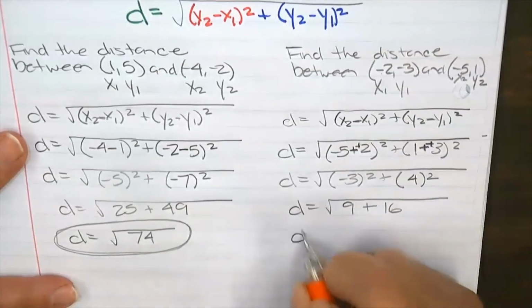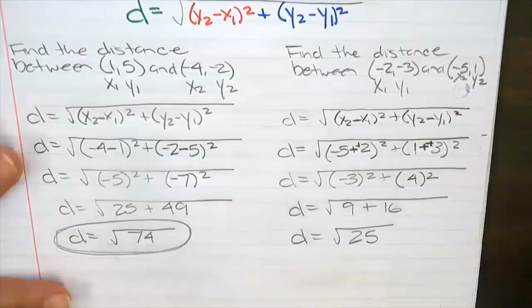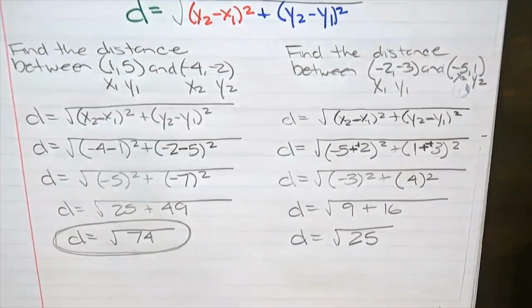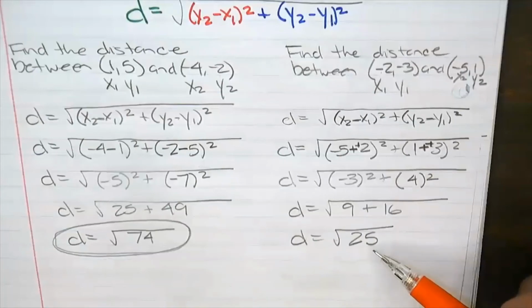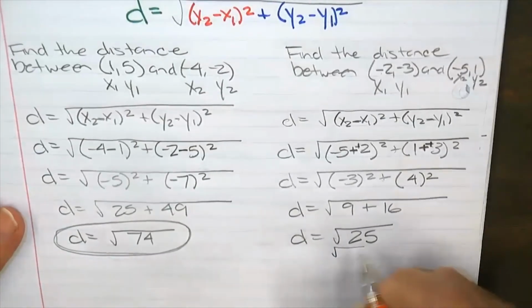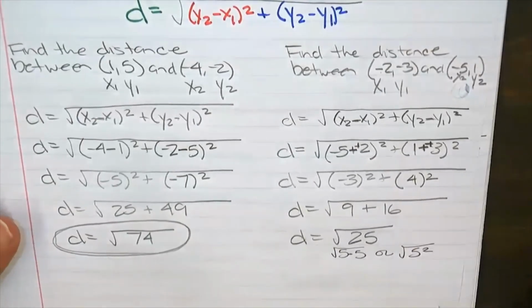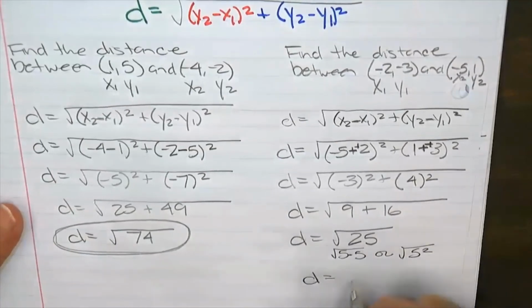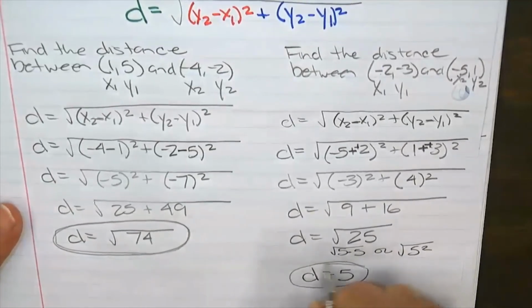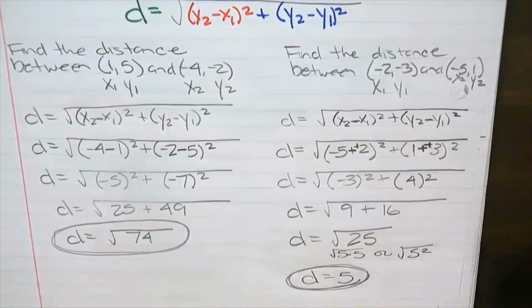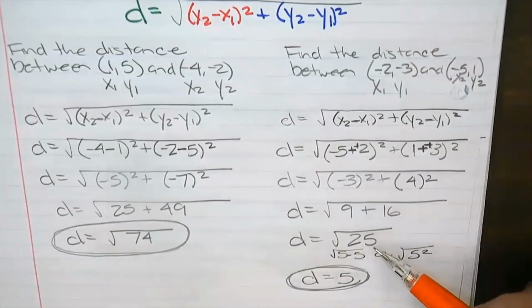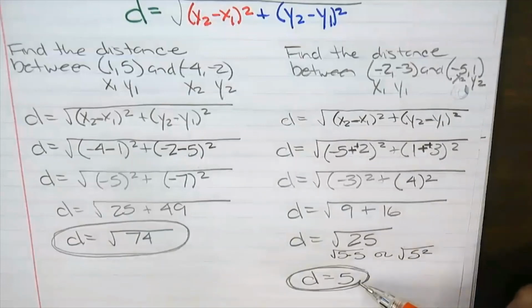Oh, look at this. The distance is equal to the square root of 25. Now, 25 is a perfect square. It's equal to 5 times 5 or 5 squared. Therefore, the distance is equal to 5, whatever those units are. So in this case, you would need to finish out your square root. You can't leave it like this because 25 is a perfect square. You can take it down to a whole number. Okay?